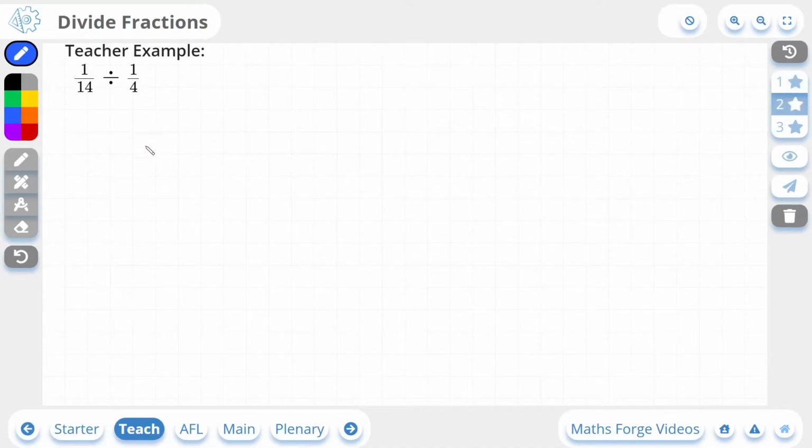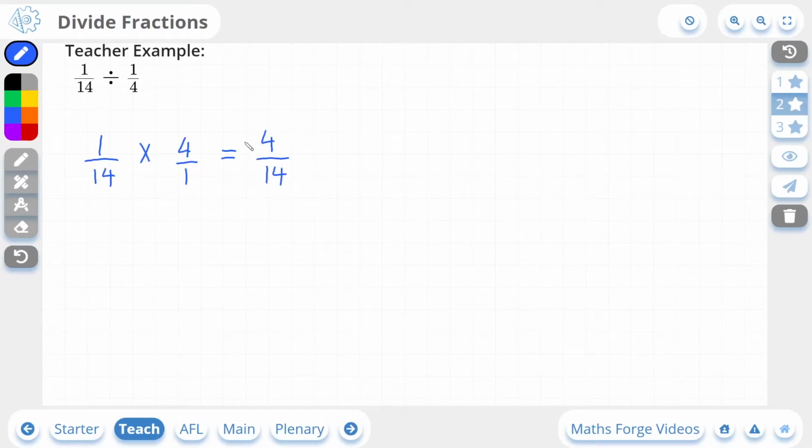Let's do a 2-star example. So we're going to write the first fraction as it is, flip the second fraction around, so it's going to be 4 over 1, and then replace the division symbol with a multiplication symbol. So then this calculation is going to be 1 times 4, which is equal to 4, over 14 times 1, which is equal to 14.